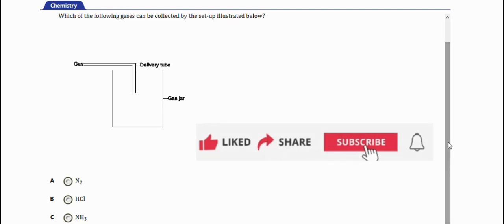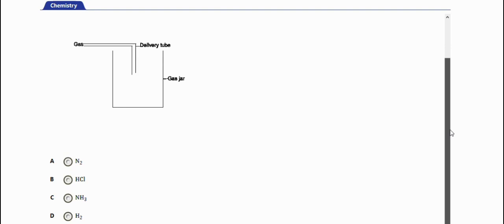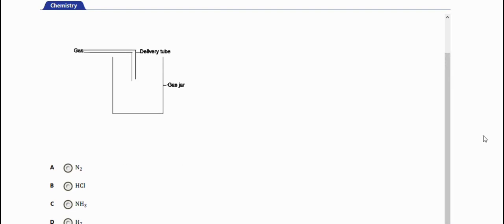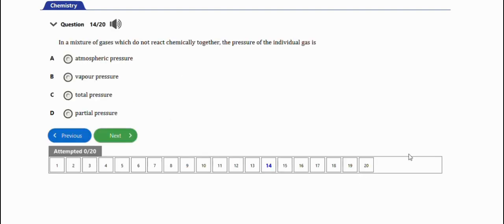Really appreciate it. So this question says, which of the following gases can be collected by the setup illustrated below? So the right answer to this question will be option B. That's hydrogen chloride gas. Alright, so take note of this question, guys. Very important. Next question will be this one. So it says, in a mixture of gases which do not react chemically together, the pressure of individual gas is the partial pressure. Alright, take note of this question as well.